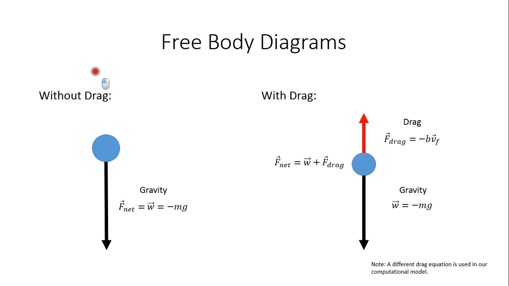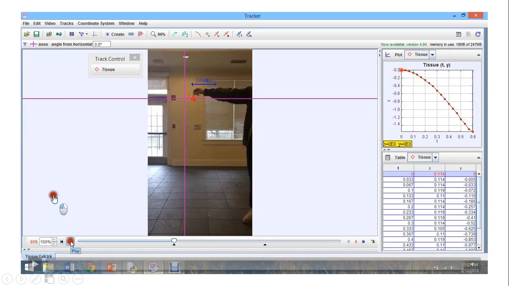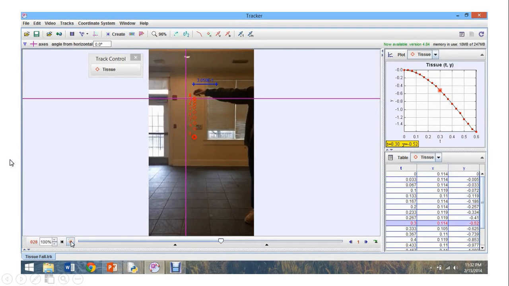Here I've made free body diagrams, both with and without drag. In the case on the left, without drag, you'll see that the net force is equal to the weight, or gravity, which is negative mg, or negative mass times gravity of 9.8 meters per second squared. On the right, with drag, you'll see that the net force is equal to the weight force plus the force of drag. Here, again, gravity is the weight of negative mg, and the force of drag is negative b, a proportionality drag coefficient constant, times the final velocity. Please note, however, that a different drag equation is going to be used in our computational model that we'll see in a few minutes. Here you'll see the actual tracker data, where my tissue falls in the negative y direction.